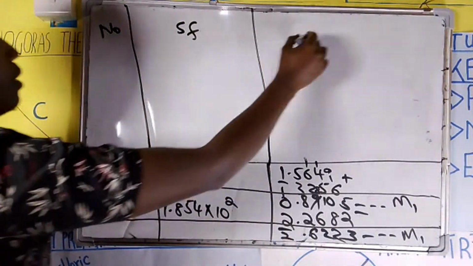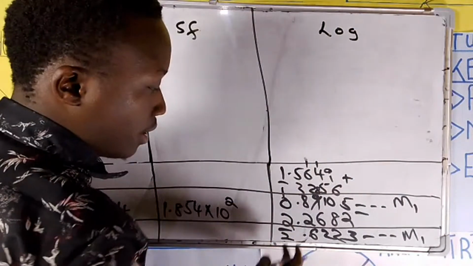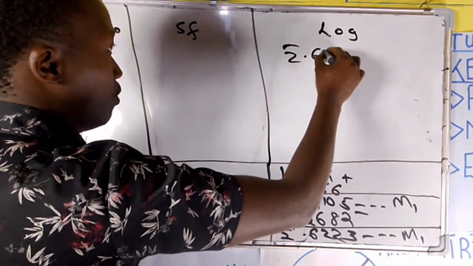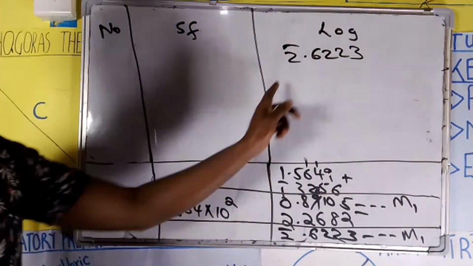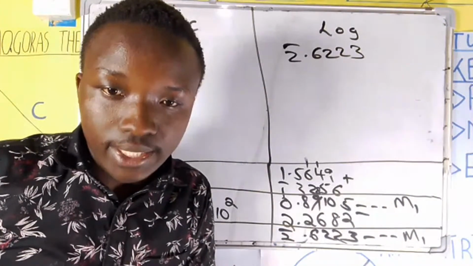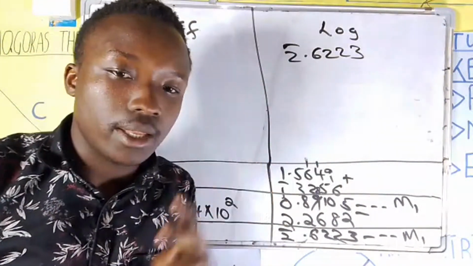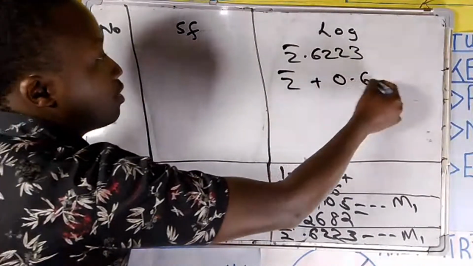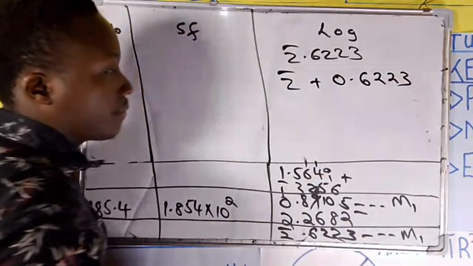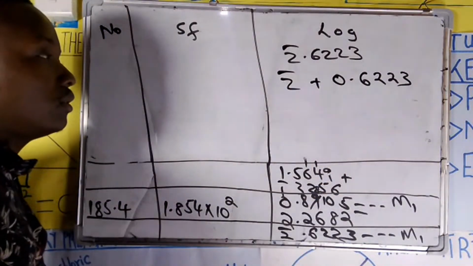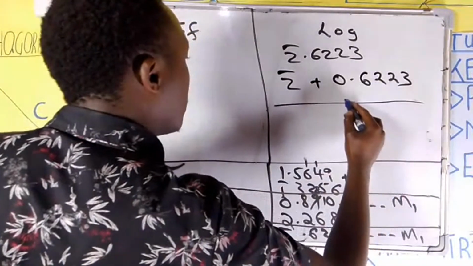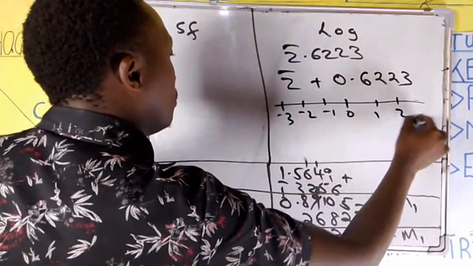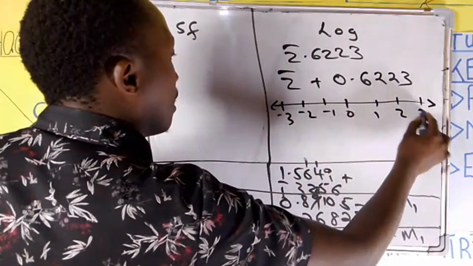Number, standard form, logarithm. So we have bar 2.6223. This is negative. If it is negative, we split it in two. We have the characteristic bar 2, then we have the mantissa 0.6223. Having written it that way, we draw a number line. We say from 0, negative 1, negative 2, negative 3, and 1, 2 and 3. Okay, we are here.